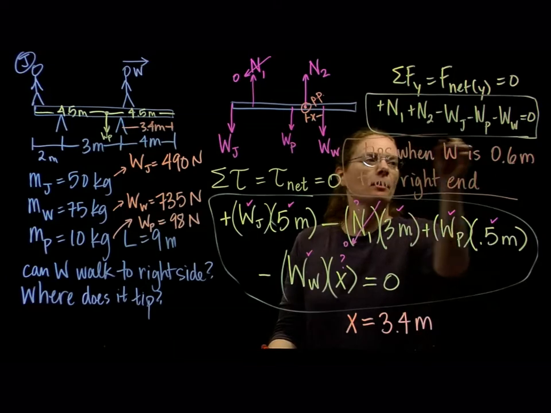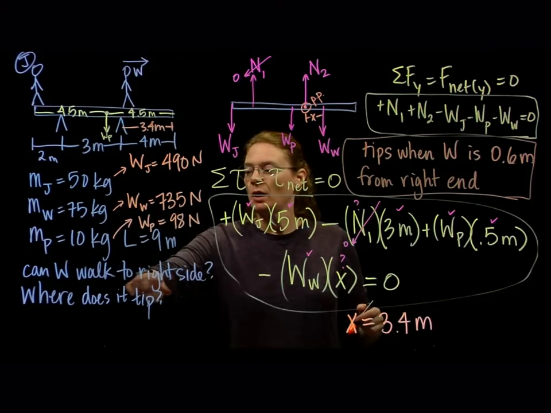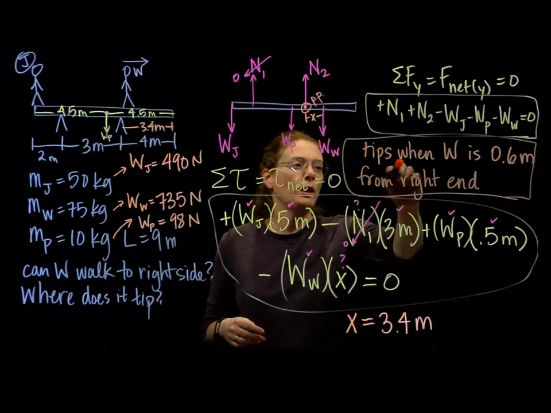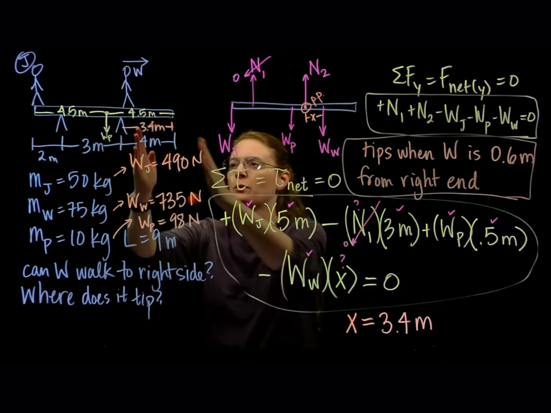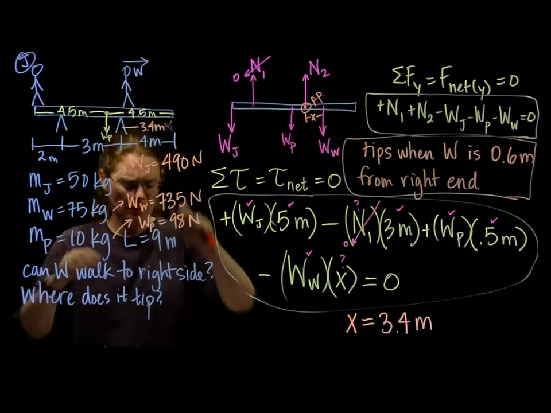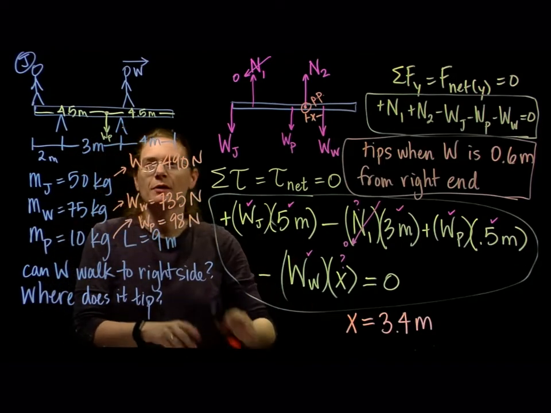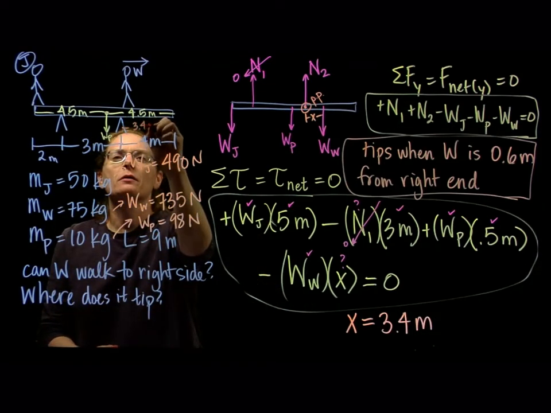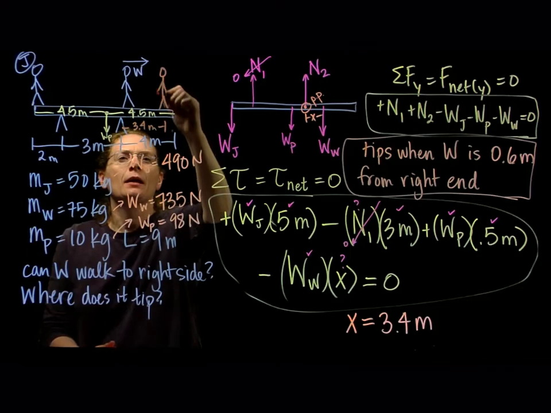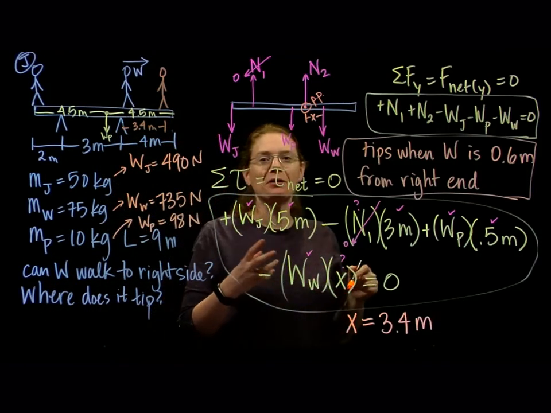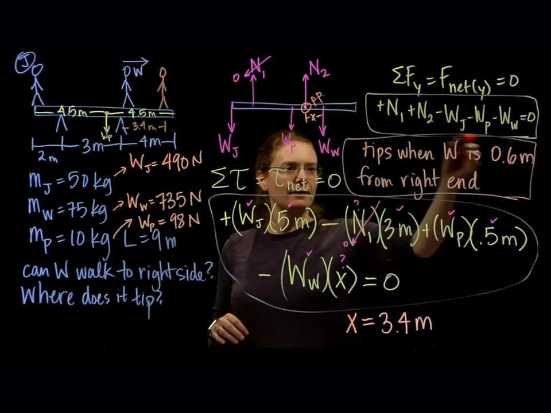So that would be the answer I'm looking for. Does it tip? Can he walk to the right-hand side? Nope. And where does it tip? It'll tip when Wooster gets to 0.6 meters from the right-hand end, that 0.6 meters right there, because we had 3.4 to where he is, I should say. Let me clean that up and make it more clear what that 3.4 really represents. So it's 3.4 meters to where it tips, which means Wooster can walk to about here. And if he goes a tenth of a centimeter beyond that, it's going to start tipping. But this is right at the tipping point, and that is the answer for the problem.